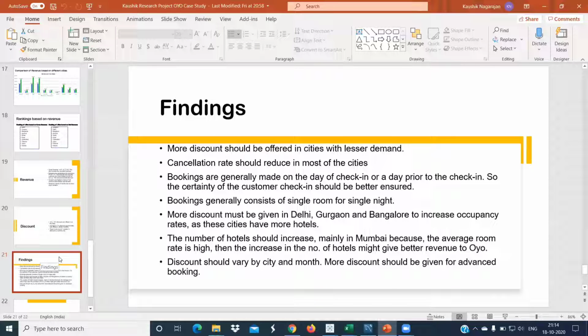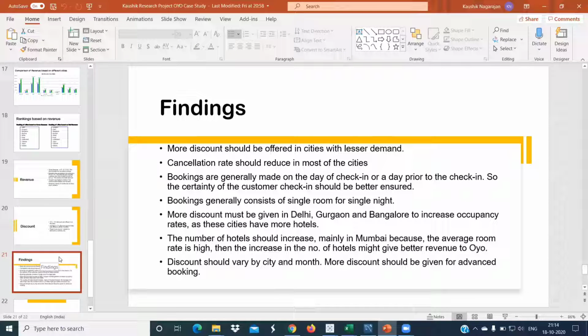Bookings are generally made on the day of check-in or a day prior to check-in. So the certainty of the customer should be better ensured. Whether the customer is genuinely going to come or not, the company should have better certainty or a better guarantee that the customer is coming, which will help in cutting the cancellation rates. And more customers would check in rather than cancel.